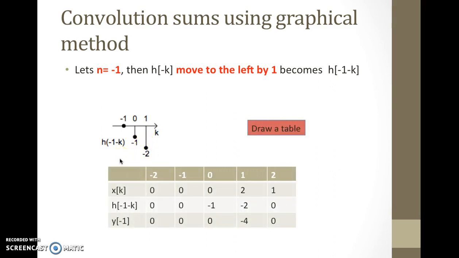Same procedure, draw a table. x of k is the same value. We start at minus 2 here: minus 2, minus 1, 0, 1, 2. So this is the x-axis. So h of minus 1 minus k: at 0 is minus 1, at 1 is minus 2. Then you multiply, so 2 times minus 2 is minus 4. So what is the value of y of minus 1? The summation of everything, so y of minus 1 equals minus 4. For n equals minus 1, y of minus 1 is minus 4.